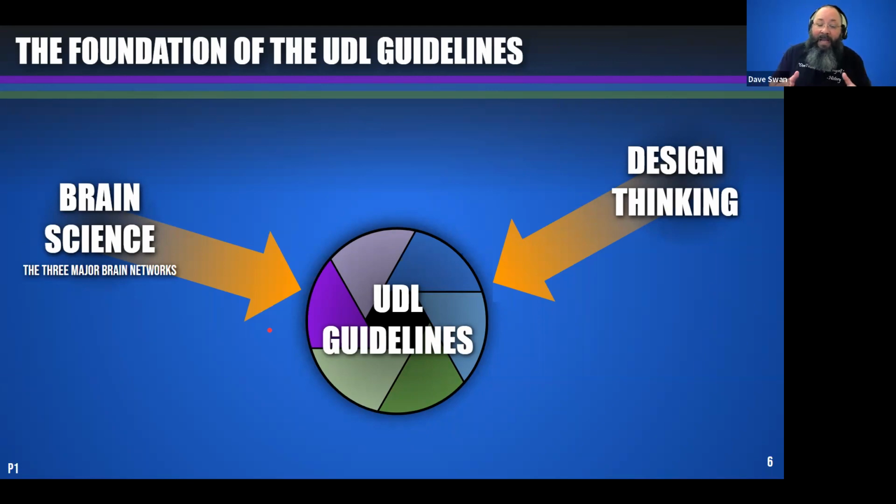So when we apply UDL guidelines in our course structures and in our instructional practices, the side benefit is that in many ways we're going to be complying with ADA, which is a big deal for us in education.